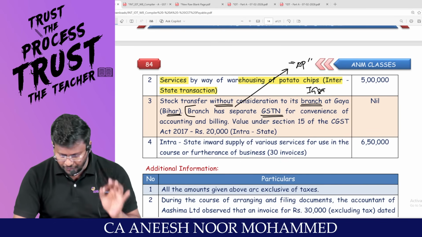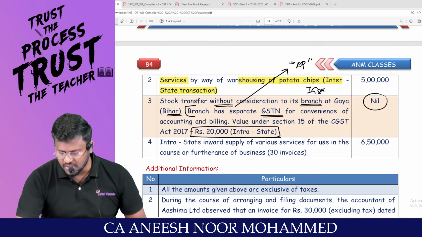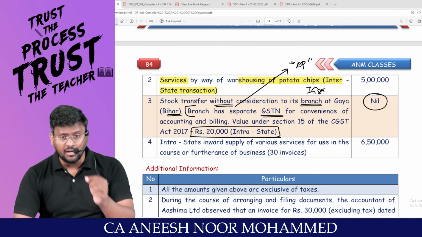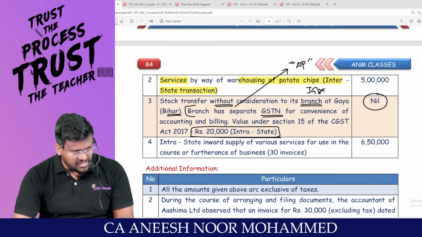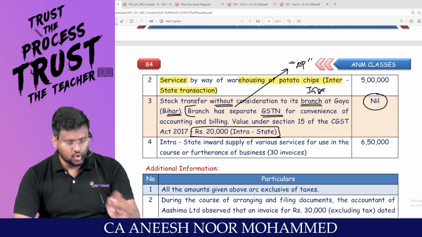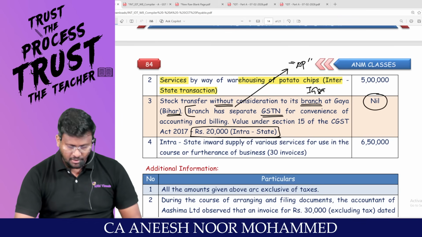Value under section 15 of the CGST Act is 20,000. They themselves gave the value of supply. That means supply of goods or services or both between related persons or distinct persons made in the course or furtherance of business, even without consideration, should be treated as supply. For that, this 20,000 should be taken as the value of supply.